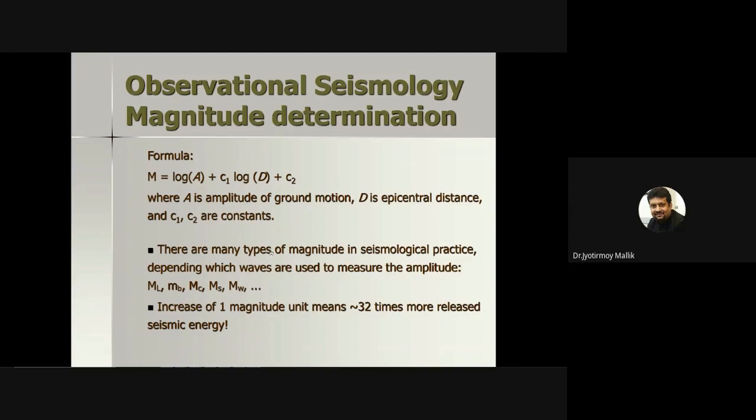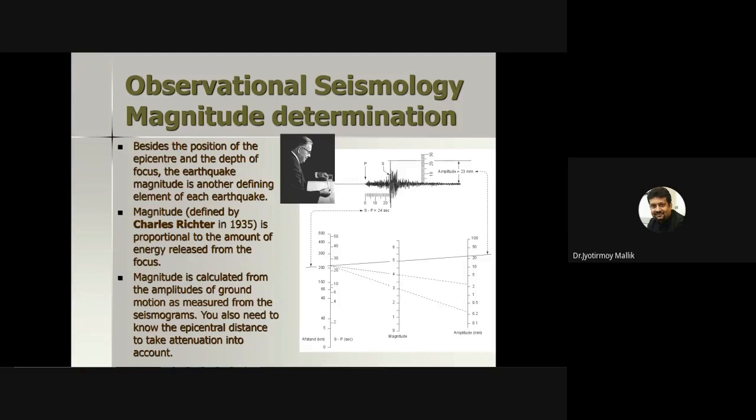So there are many types of magnitudes in seismological practice depending on which waves you measure the amplitude. ML, MB, MC, MS, MW. Let's not be bothered about them because they are fairly complicated at this moment. We might discuss them later on, but for the time being, don't be too bothered about them. Right now, just MW. That is the one which you keep in your mind. That is the most referred magnitude, which we have just explained.